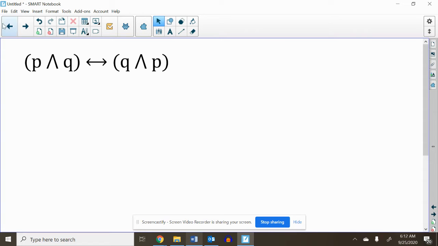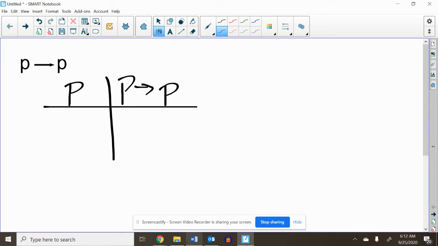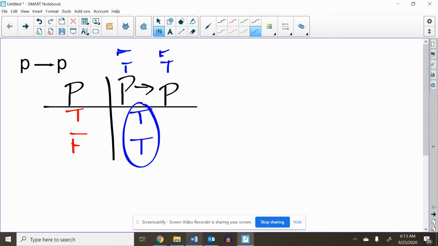Now, we don't need 4 rows for P implies P, because P is only true or false. So we're going to do a true and a false. If you did true, true, false, false, you're just kind of doing the same work twice. But okay, true implies true. Yeah, that is true. False implies false. Well, that's also true, right? So true implies true is true. False implies false is also true. So, yep, that's a tautology. P implies P is a tautology.